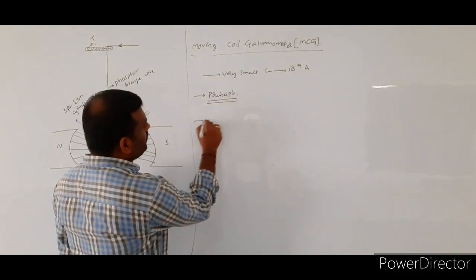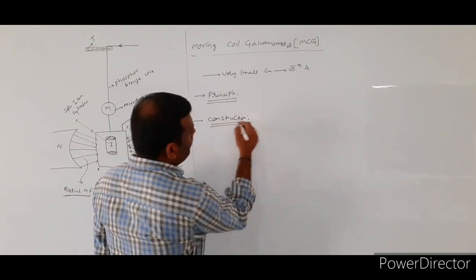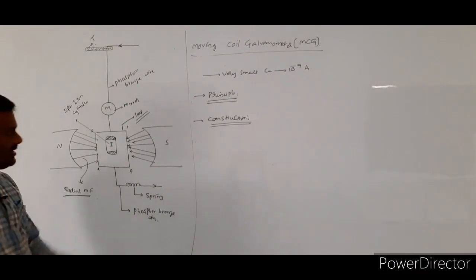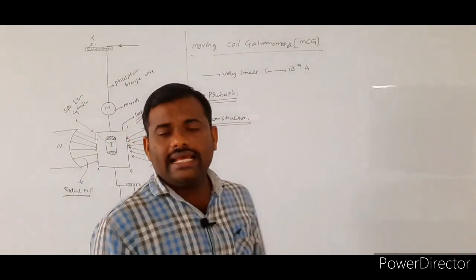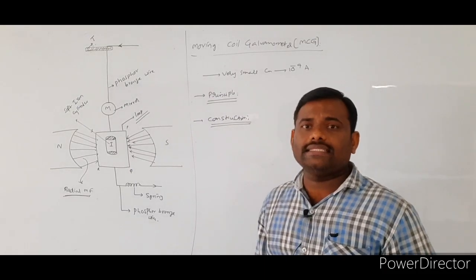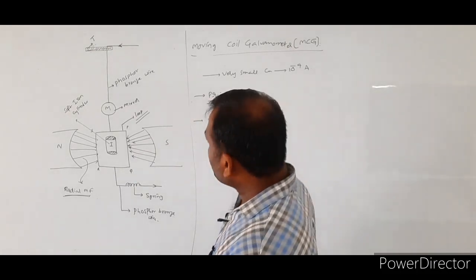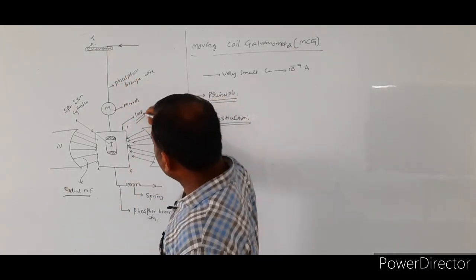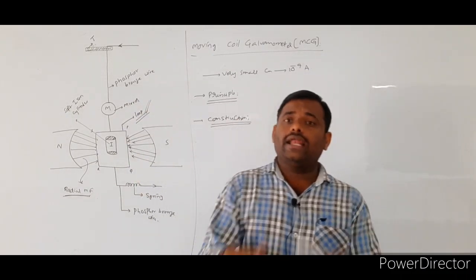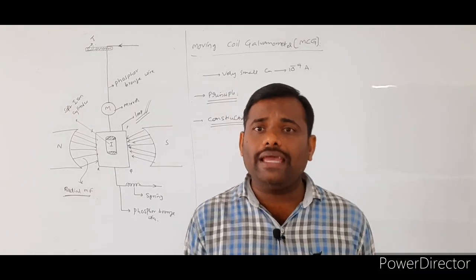And the next one is the construction of the moving coil galvanometer. If you look at the diagram of the moving coil galvanometer, in the principle we said that whenever the loop is placed in the external magnetic field, some torque will act. So for that purpose, in the moving coil galvanometer, first we consider a rectangular current carrying loop. How will the rectangular current carrying loop be made?